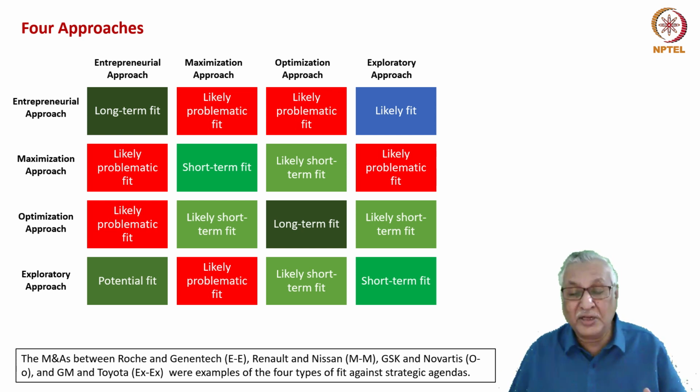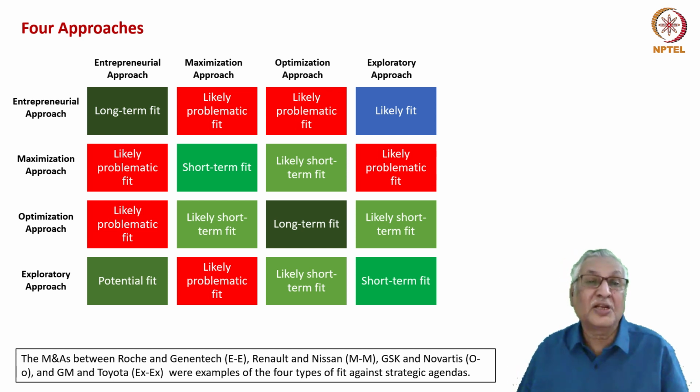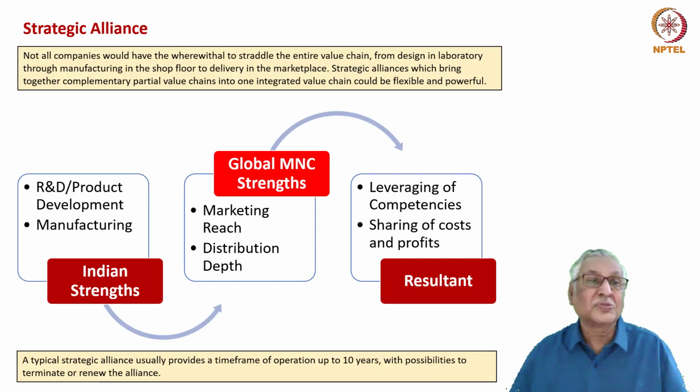And finally, an M&A. Renault and Nissan has been a maximization approach, where Nissan's position and Renault's position was sought to be maximized based on mutual resources. GSK and Novartis have been an optimization to optimization approach. And GM and Toyota, when they first combined for an automobile venture in the United States, they were exploring each other. It was an exploratory to exploratory approach. These are the four types of fit that could be seen in actual practice against the strategic agendas that are possible in terms of these combinations.